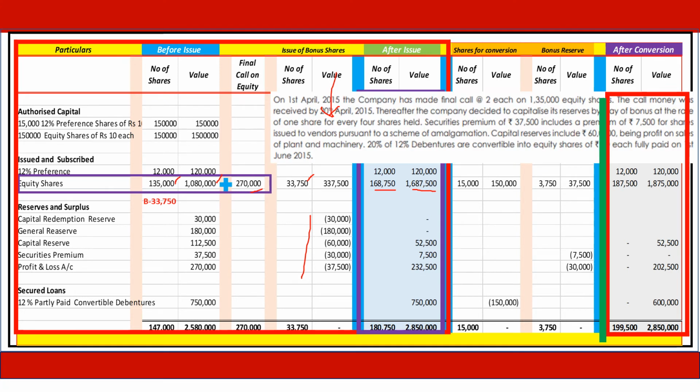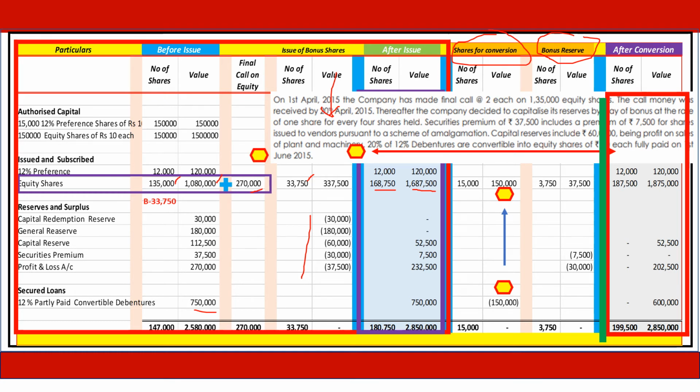Now, going from here, we find 20% of 12% debentures are convertible into equity shares of rupees 10 each, fully paid up on 1st June 2015. In that case, as per the SEBI requirement, we are supposed to make a reservation for it. We are not passing an entry, we are just making a reservation. 20% of 7,50,000 is 1,50,000. To that extent, we issue equity shares, converting debentures into equity. It doesn't require any funds flow.